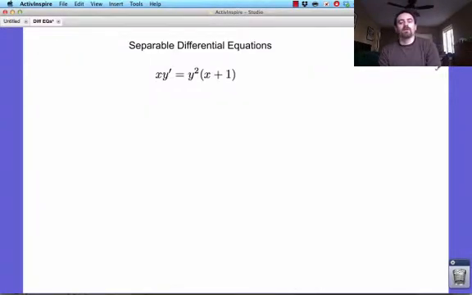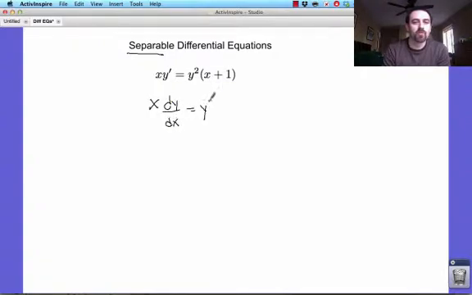All right. So now let's look at something very similar. It's an extension of what we just did, and it's called separable differential equations. So here's what we have. I have xy prime equals y squared times x plus 1. Now notice the problem here is that I have x and y's mixed together, and y prime is not isolated already. So in a case with separable differential equations, I think it's more helpful in general to rewrite the equation as x dy/dx equals y squared times x plus 1.